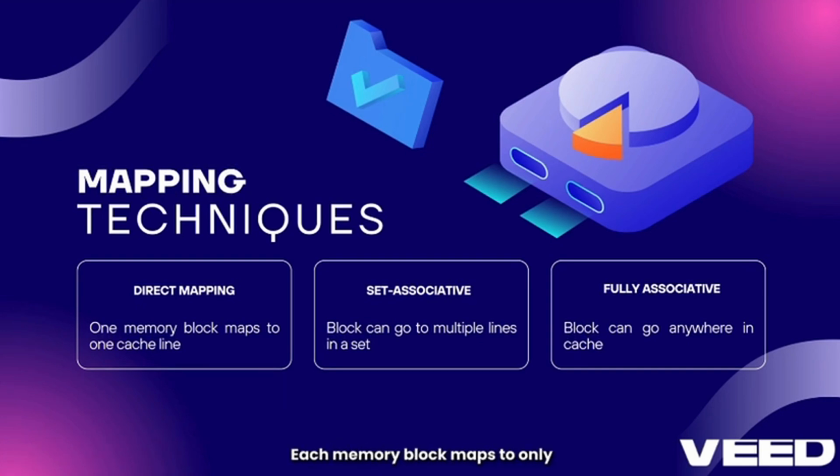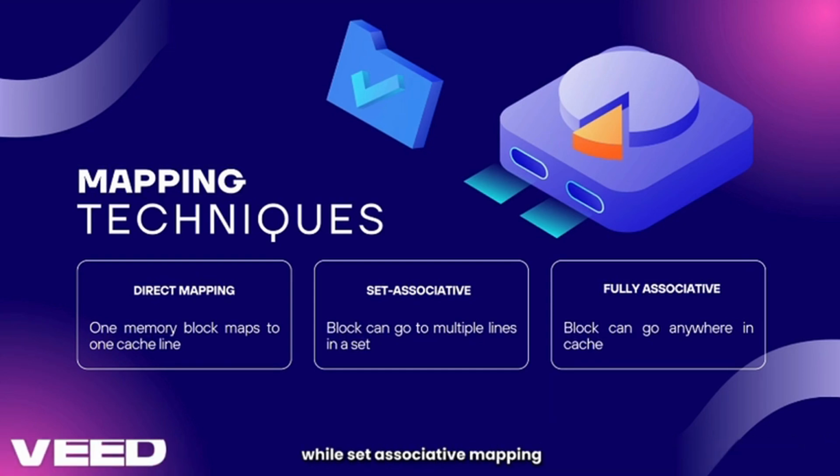Each memory block maps to only one specific cache line, while set associative mapping gives a bit more flexibility. A memory block can be stored in any one of a few cache lines within a set. Fully associative mapping offers the most flexibility, allowing any memory block to be placed in any cache line.